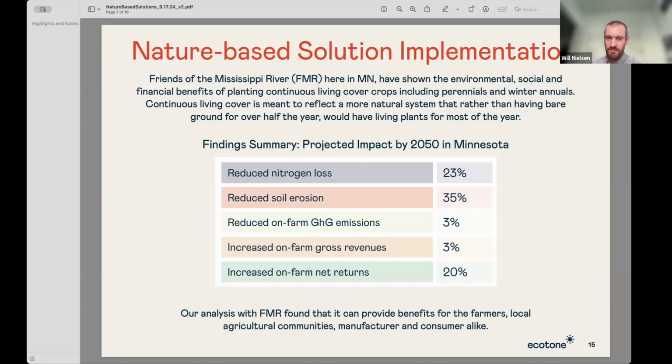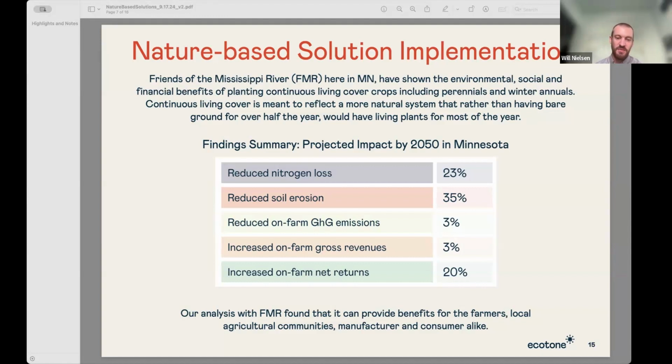Sure. Yeah. Well, we like this as an example because in many ways the idea of continuous living cover is meant to reflect a more natural system, right? Because in a natural system, you wouldn't have millions of acres of annual crops that would leave the ground bare for half the year, which is kind of standard operating system at this point for much of the agriculture in Minnesota and the upper Midwest in general too. So the idea here with these crops that are being developed is to get back to being able to reflect a more natural system while still developing these crops that have a revenue attached to them as well too.